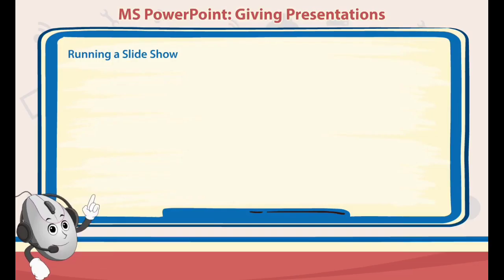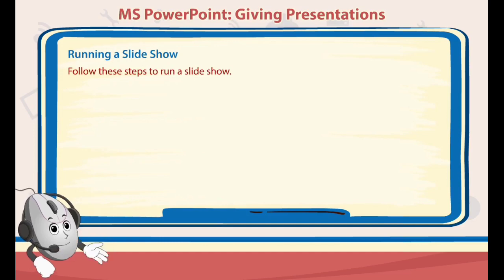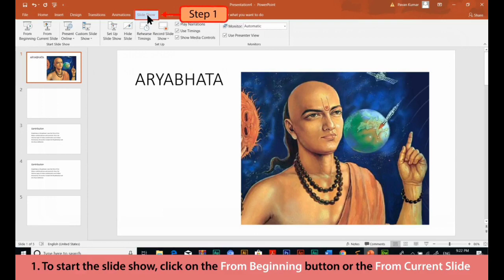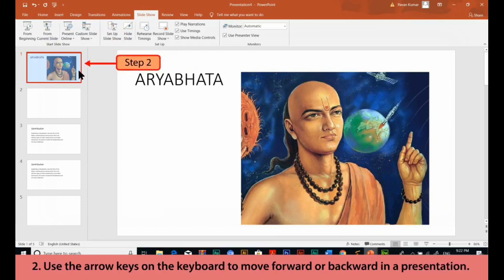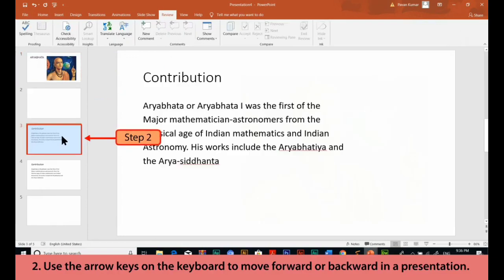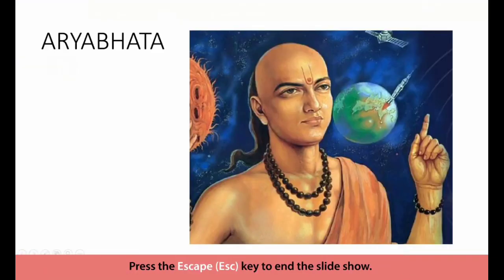Running a slideshow. Follow these steps to run a slideshow. 1. To start the slideshow, click on the From Beginning button or the From Current Slide button of the Start Slideshow group on the Slideshow tab. 2. Use the arrow keys on the keyboard to move forward or backward in a presentation. Press the Escape key to end the slideshow.